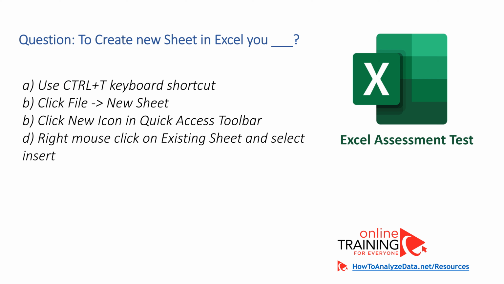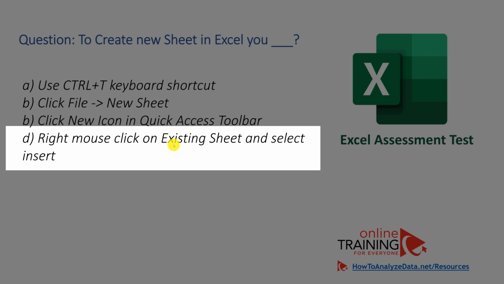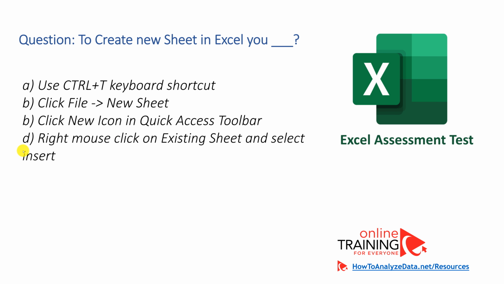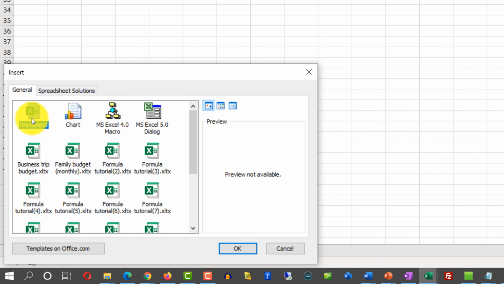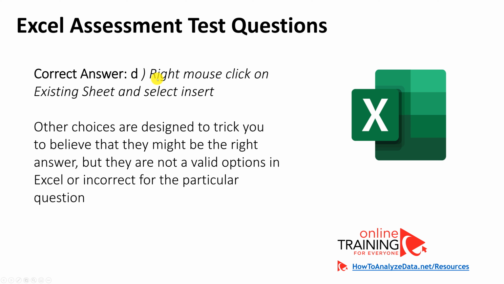Exclusion is one of the methods where you exclude possible choices to come up with the right answer. Ctrl-T keyboard shortcut is used to create new tables, not new sheets. File, New Sheet option doesn't exist in Excel menu. New Icon in the Quick Access toolbar creates a new workbook, not a new sheet. So through the method of exclusion, we came to choice D, which is the right mouse click on existing sheet and select Insert. To create new sheet in Excel, you right mouse click on the Sheet 1, click Insert, and select Worksheet. And that added a new worksheet into Excel spreadsheet. So the right choice here is choice D. Right mouse click on existing sheet and select Insert.